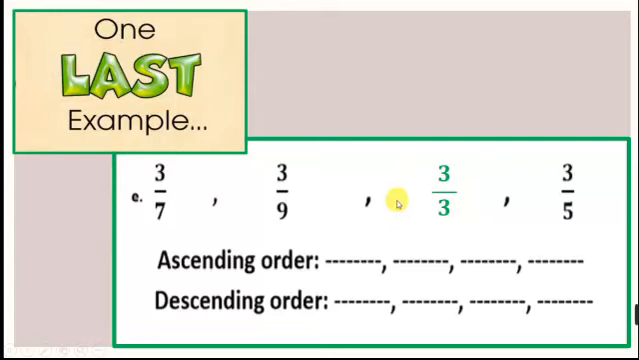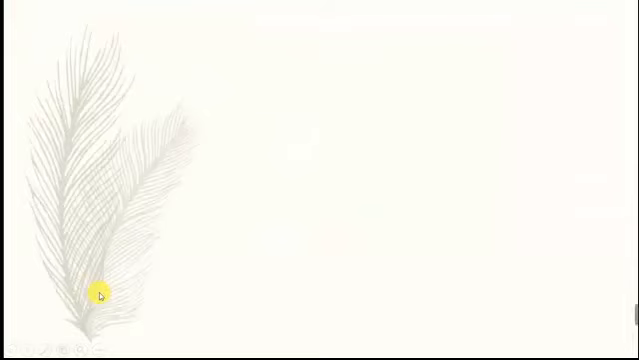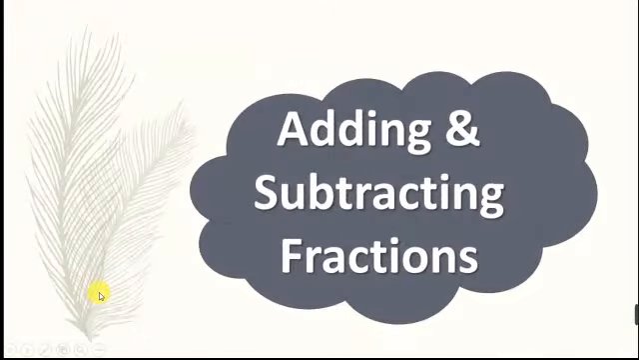To order the fractions again, we look at the denominators. The biggest denominator gives the smaller fraction. So 3 over 9, then 3 over 7, then 3 over 5, and then 3 over 3, which is 1. In descending order we do the opposite, starting from 1, 3 over 5, 3 over 7, and 3 over 9. Is it easy? Okay, let's move to another point, which is adding and subtracting fractions.